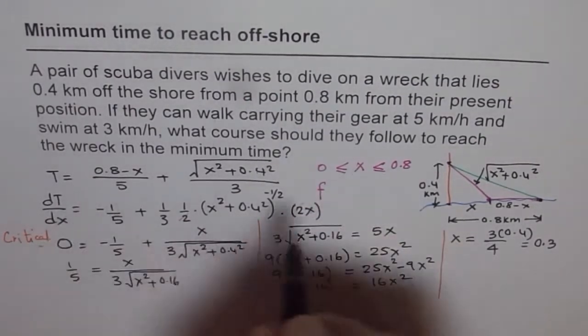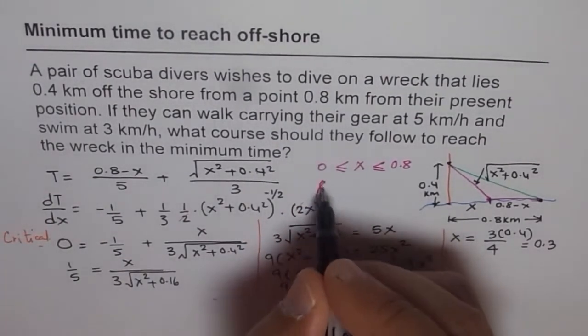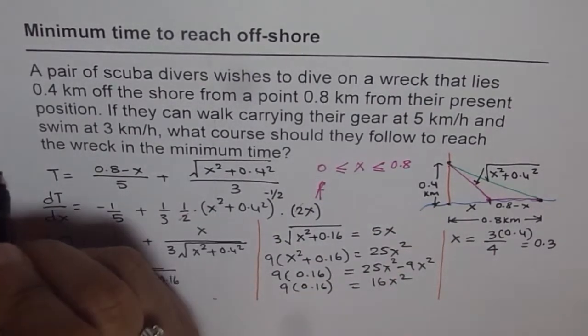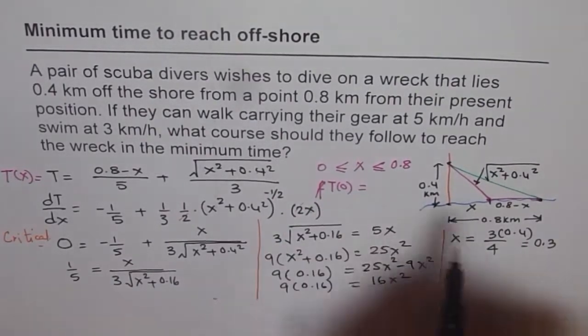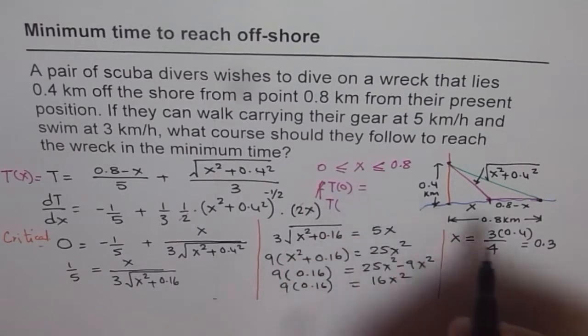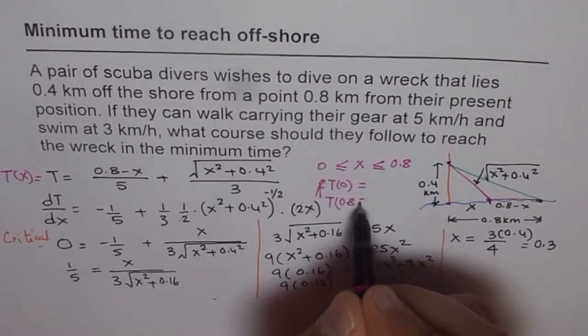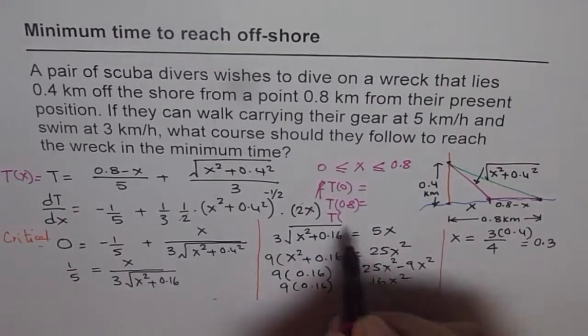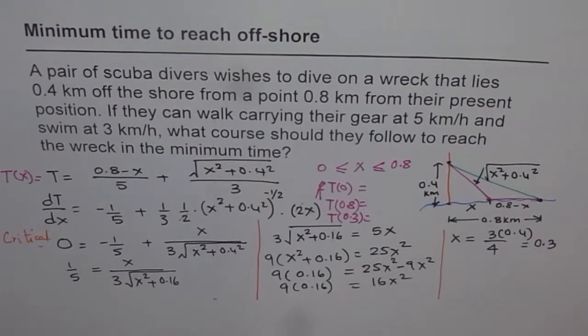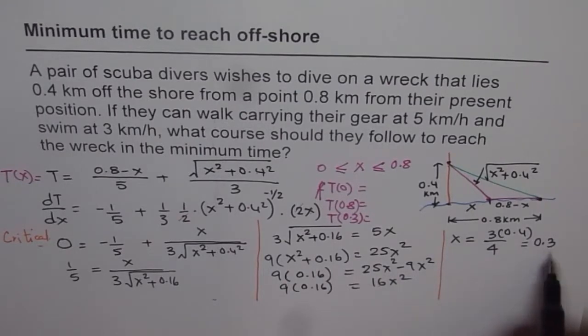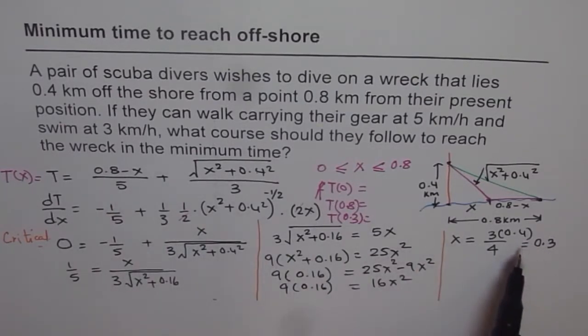I should write t of 0 instead of writing f because we have defined function t, and now this is like t of x, correct? So let's find what is t of 0 equals to, and then what is t of 0.8 equals to, and what is t of 0.3 equals to. Plug in the values and get your answer. Once you do that, you'll get the minimum time for x equals to 0.3. Good. So that is the minimum time, right?